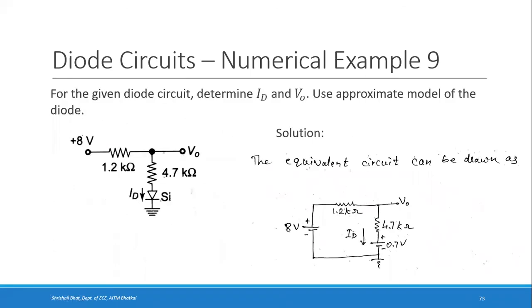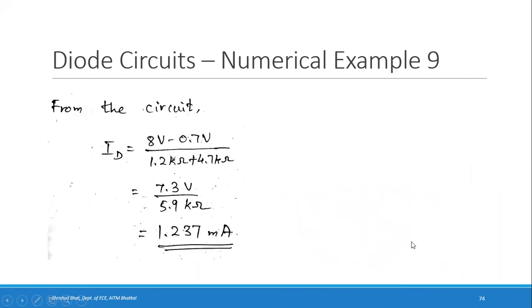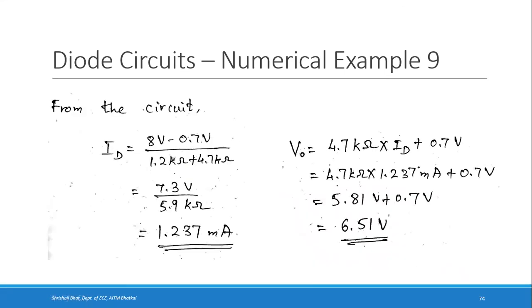You can also find it alternatively: it is 8 volts minus the voltage drop across this. What is the voltage drop across this? It is ID into 1.2k. So 8 volts minus ID into 1.2k. Whatever you get, it should be exactly the same as the answer you have got. That's just another way of cross verifying your answer.